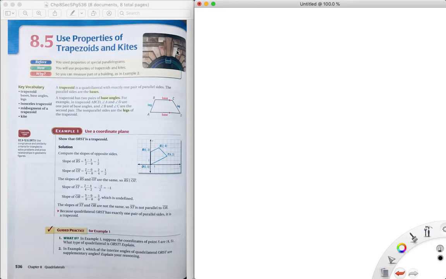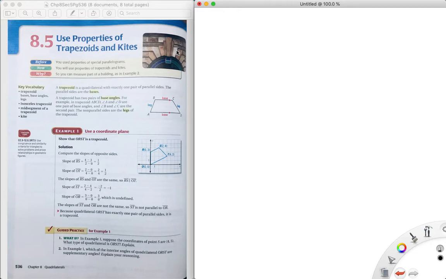Then we went specifically to different types of parallelograms. We did rhombus, which was a parallelogram with 4 congruent sides. We did rectangle, which is a parallelogram with 4 right angles. And then we did square, which is a parallelogram that contains both the characteristics of a rhombus and a rectangle, which is 90-degree angles and 4 congruent sides. And now we're going to do the last 2 types of quadrilaterals, and those are trapezoids and kites.